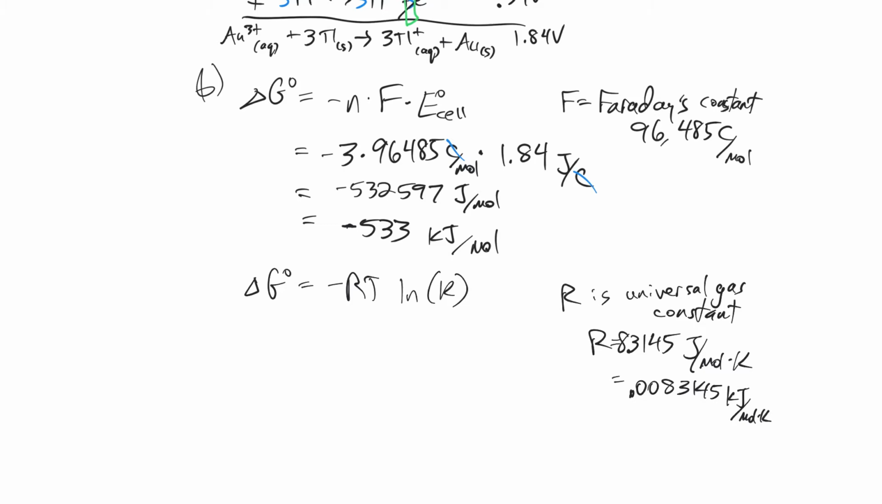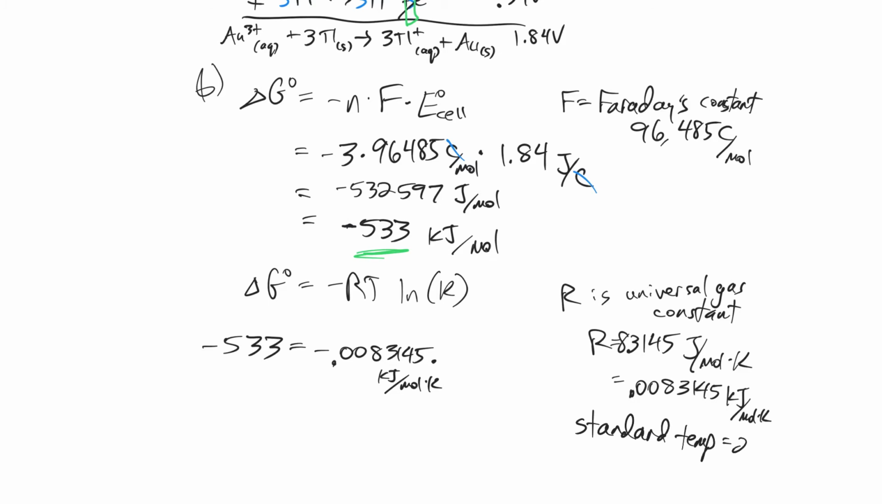So let's use the delta G standard that we had found in the earlier part, negative 533. We'll use negative 0.00834145 kilojoules per mole times degrees Kelvin. And, oh, you might say, hey, what's the temperature here? The degrees sign, since we're talking about standard conditions, means that we're doing this under standard temperature. Standard conditions is 298 degrees Kelvin.